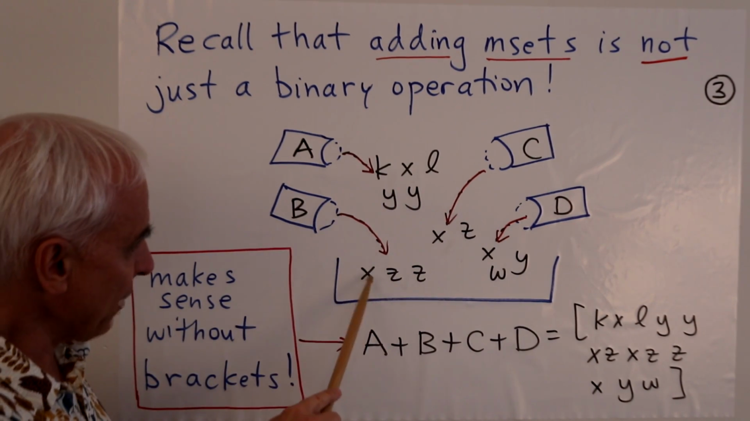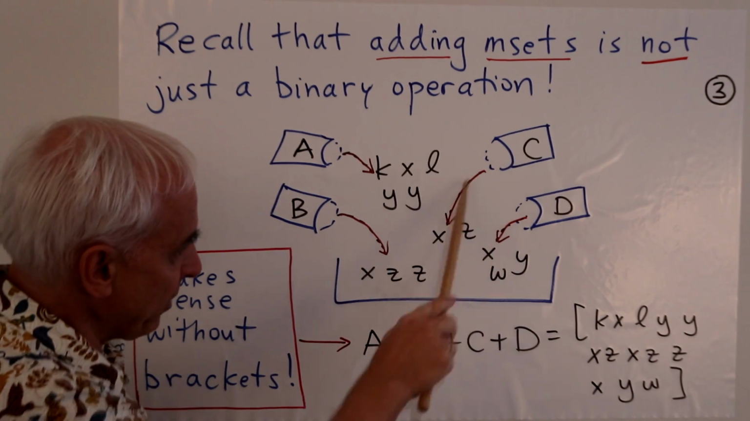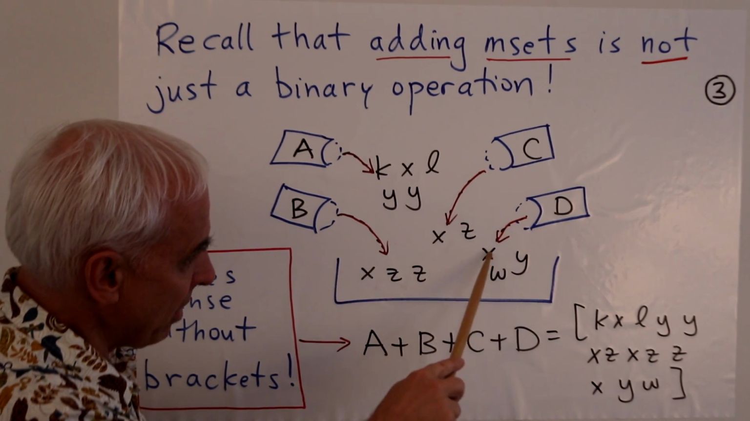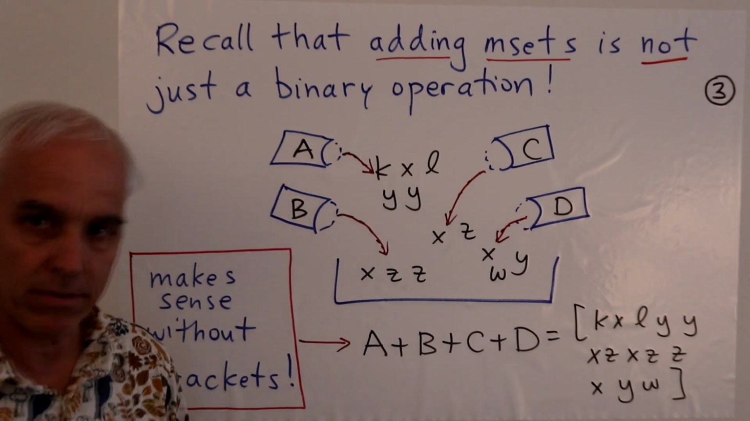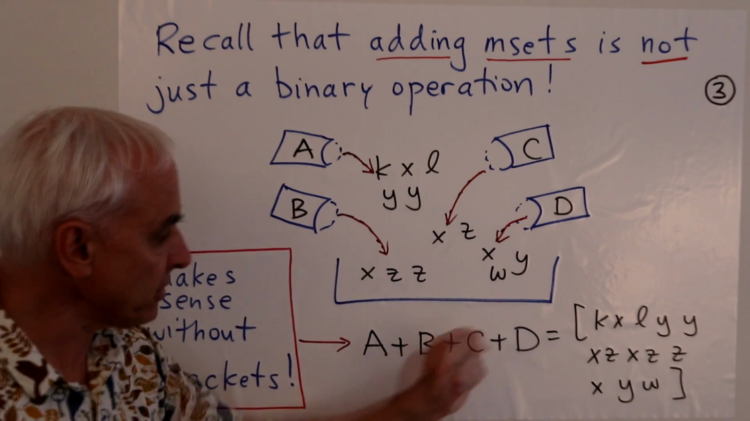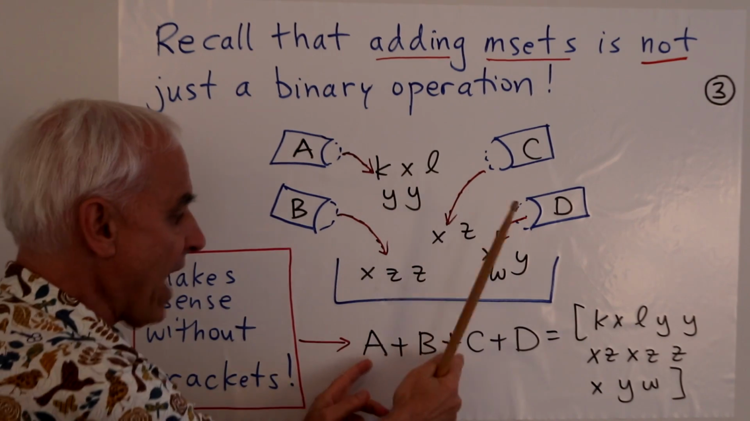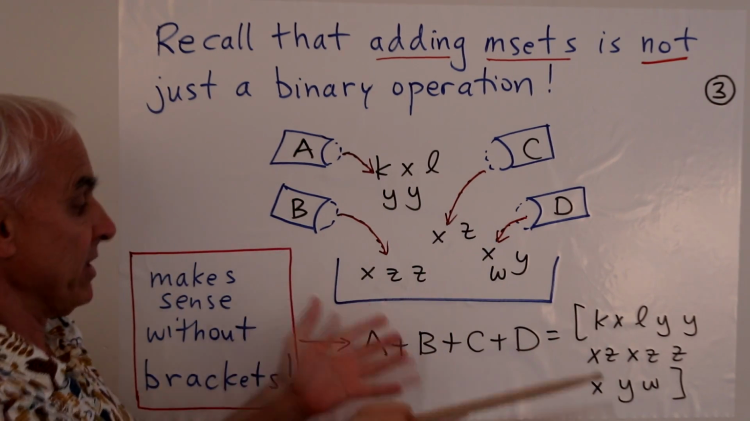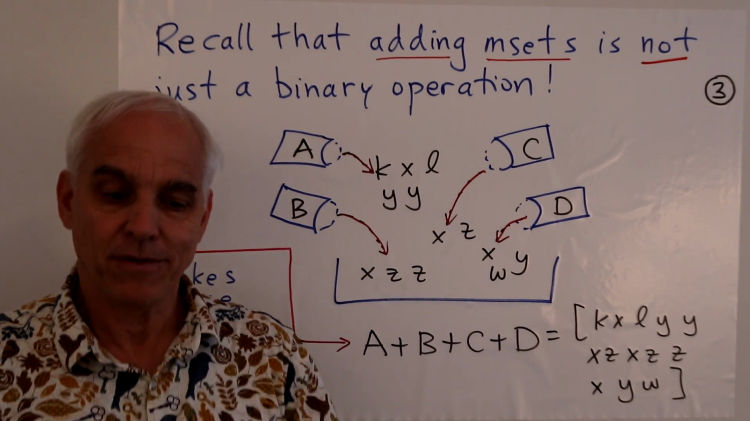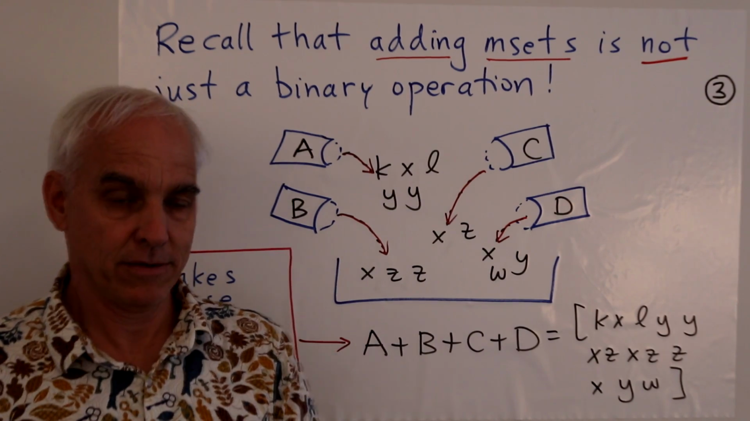There's B we're dumping out, there's an X, a Z, a Z. C we're getting X and Z. D, out comes X, Y, and W. So all these things are just being dumped out, and there's no need for us to fuss around about brackets. We can just write A plus B plus C plus D intrinsically, fundamentally.